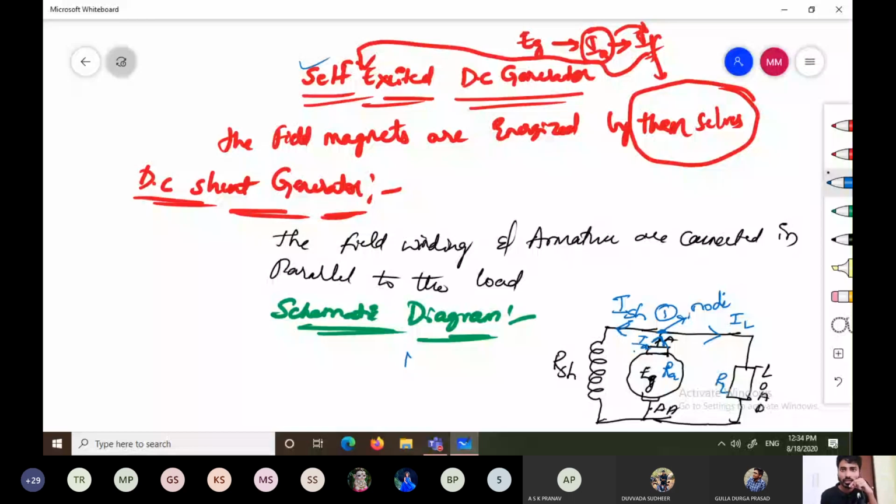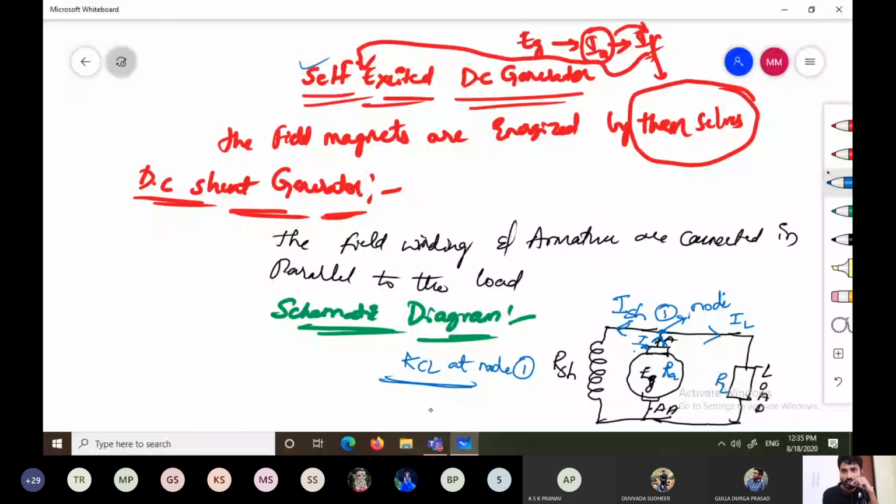From this circuit, KCL at node 1. So what do you mean by KCL? Algebraic sum of currents entering or leaving a node must be equal to 0. Okay. So the entering currents are usually taken as negative, and outgoing currents from the node are taken as positive.